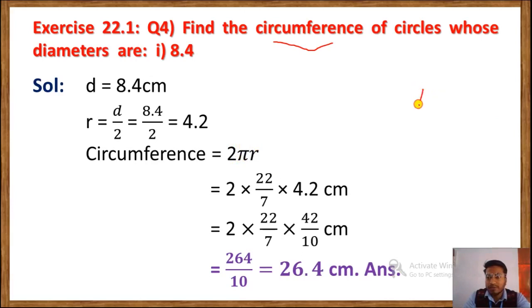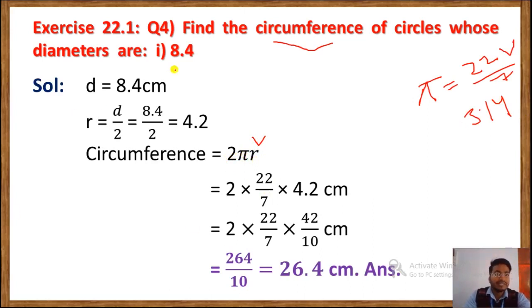The value of pi equals 22 by 7 or 3.14. Either you use 22 by 7 or 3.14. According to the formula we need the radius also. 2 and pi value I have mentioned here. Now we need the radius also, so first we have to find the radius. For that we are given only the diameter. The diameter is 8.4, and you know the formula to find radius.